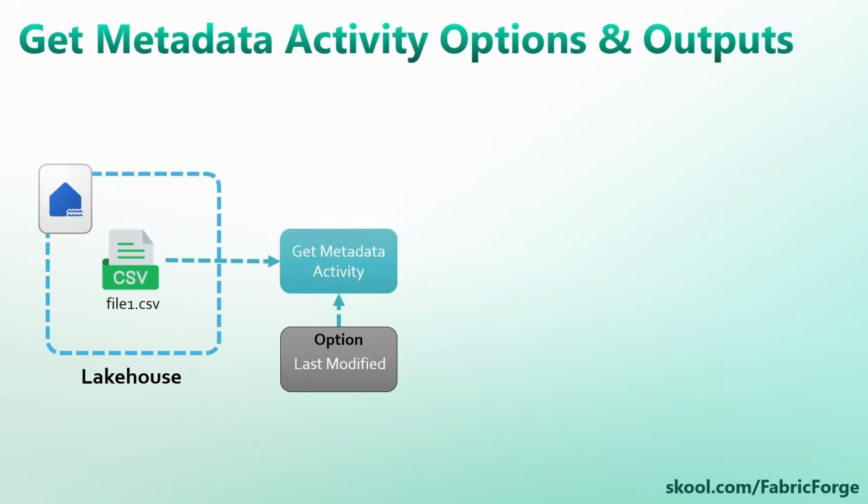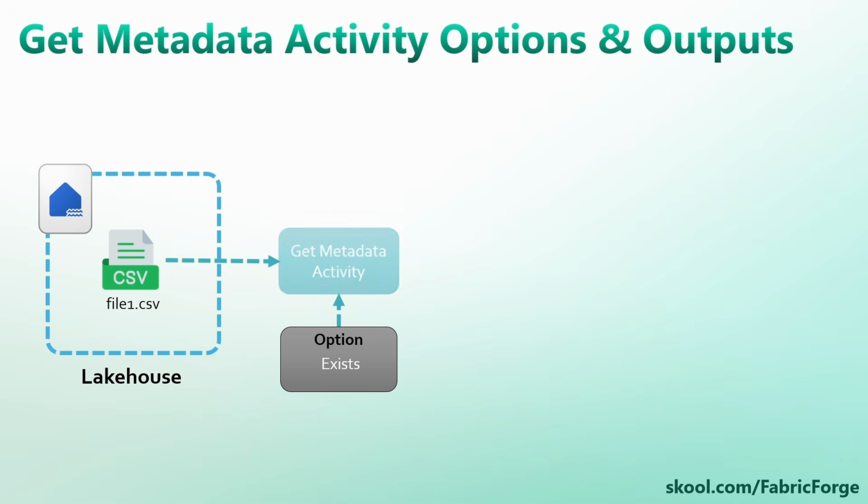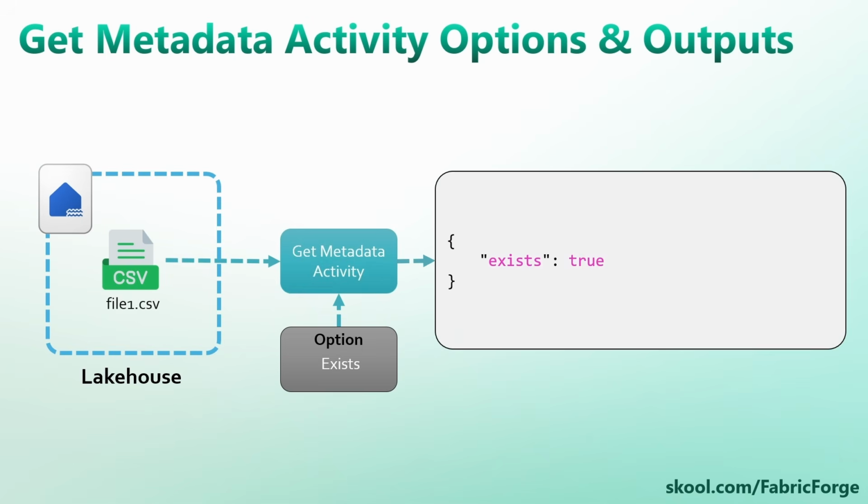Now when our get metadata activity runs, we can see that it will output the last modified timestamp of the file. Next, let's change our get metadata activity option to exist and run our get metadata activity again. Now we can see that our return value is a Boolean value, and it is now true since our file is there and exists. If our file didn't exist, get metadata activity wouldn't throw an error but would return false.